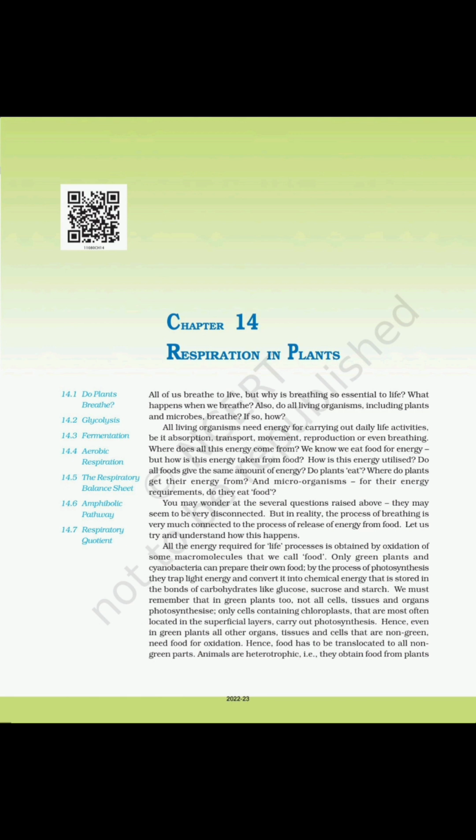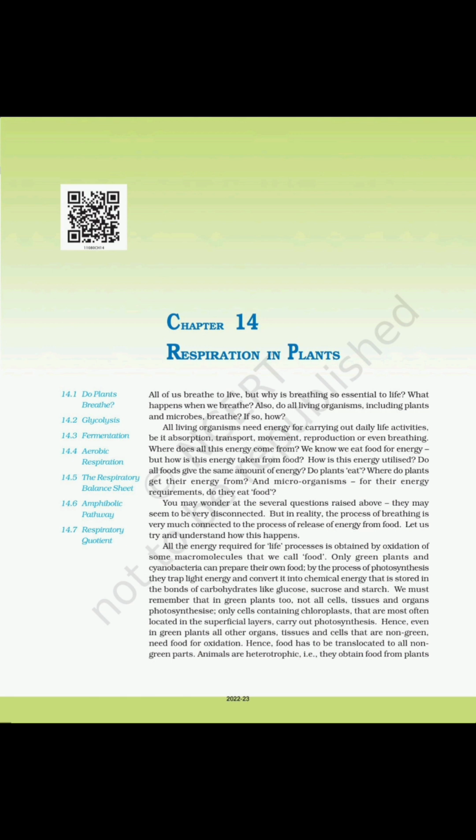We must remember that in green plants too, not all cells, tissues, and organs photosynthesize. Only cells containing chloroplasts, that are most often located in the superficial layers, carry out photosynthesis. Hence, even in green plants, all other organs, tissues, and cells that are non-green need food for oxidation. Hence, food has to be translocated to all non-green parts.